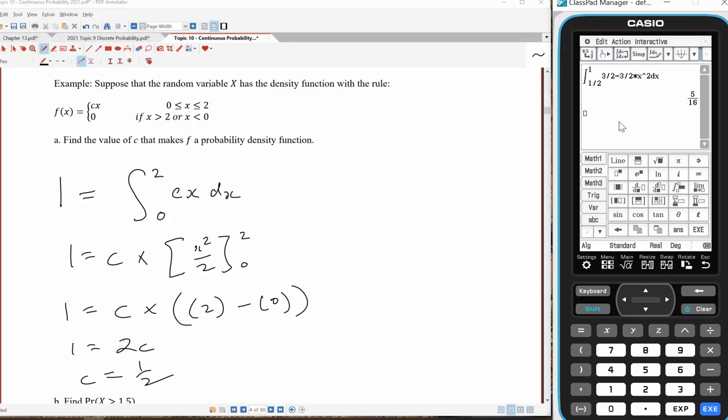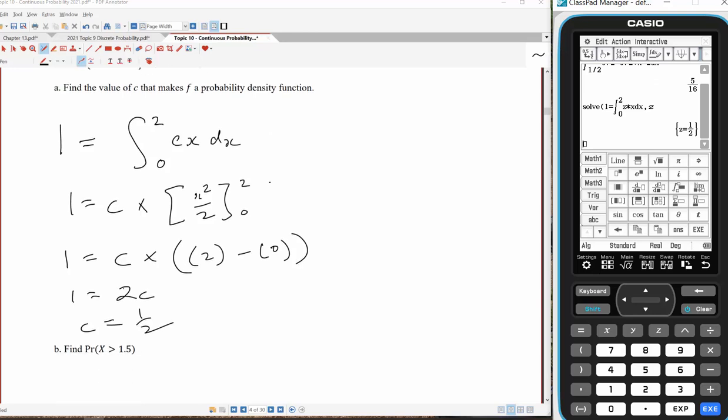You can do those quite easily on the calculator. So we'll go Z times X between 2 and 0 dx, then SOLVE. 1 equals that, for Z please. Z is a half. That's how I do those quickly on the calculator.